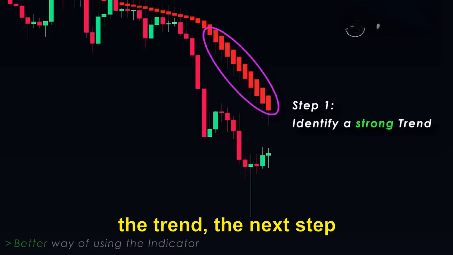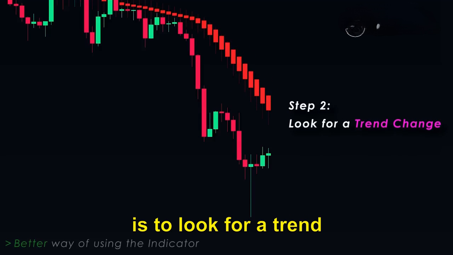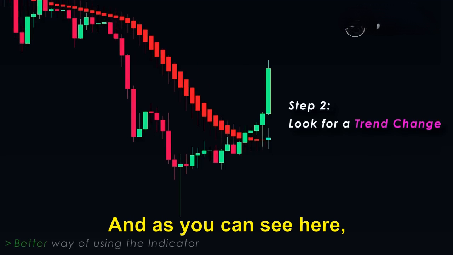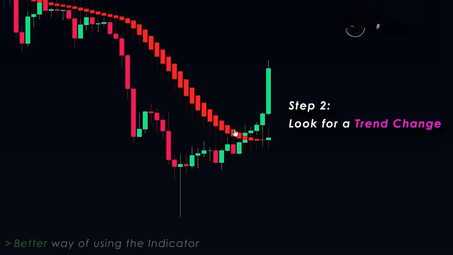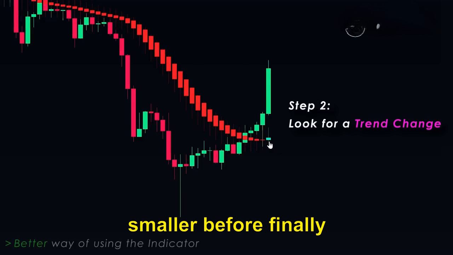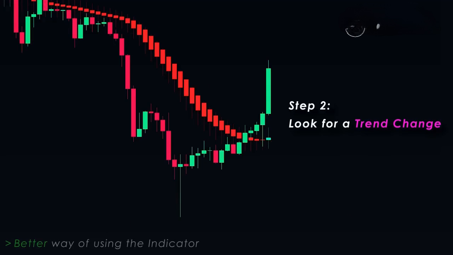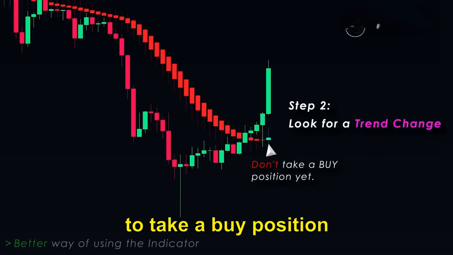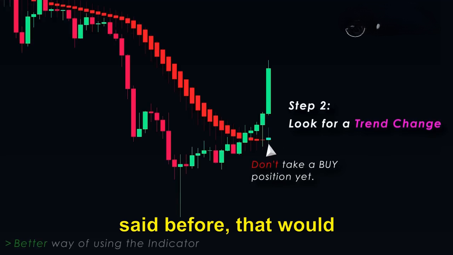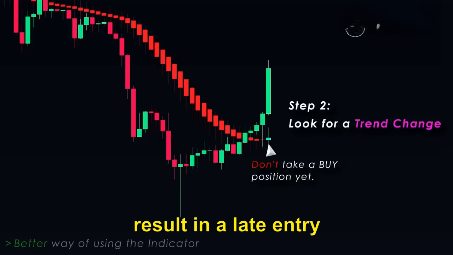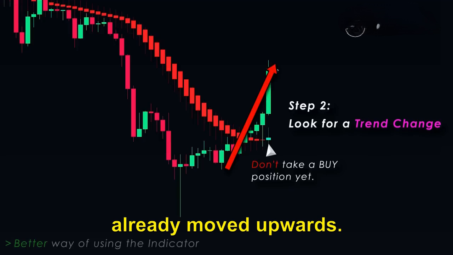Once you've identified the trend, the next step is to look for a trend change. And we can do that by waiting for the Heikin-Ashi candles to show signs of a trend reversal. And as you can see here, the candles gradually become smaller and smaller before finally switching to a green color. So now we have our trend change. However, you don't want to take a buy position here yet, because like I said before, that would result in a late entry because the price had already moved upwards.